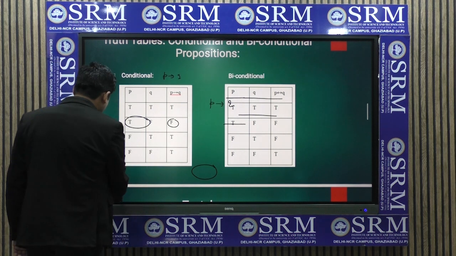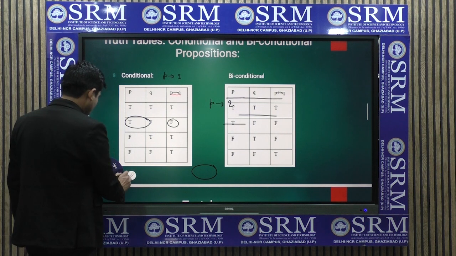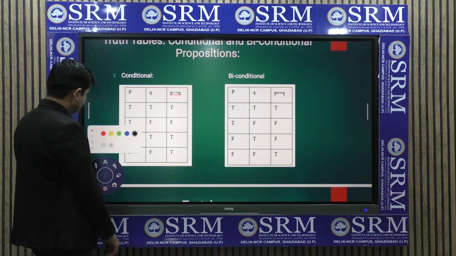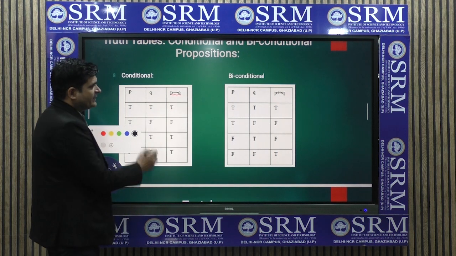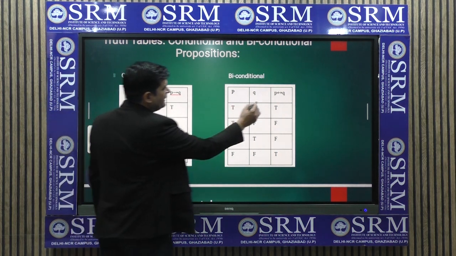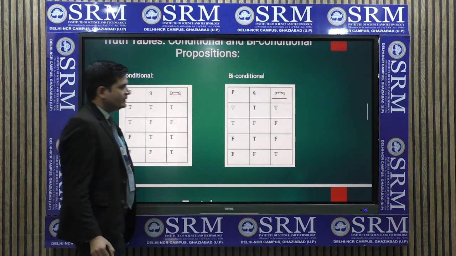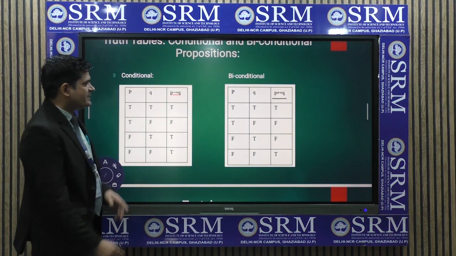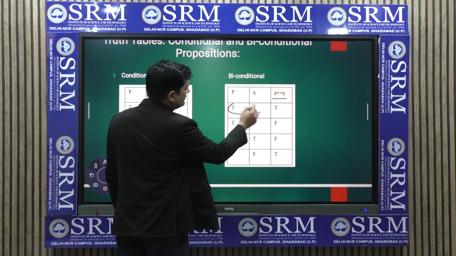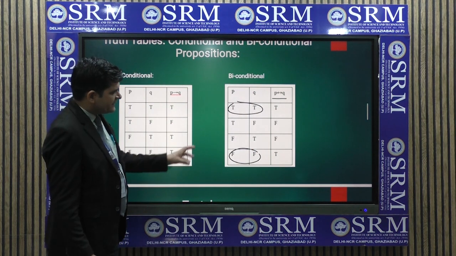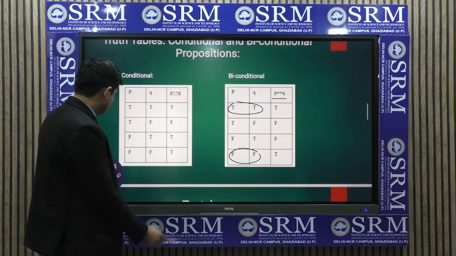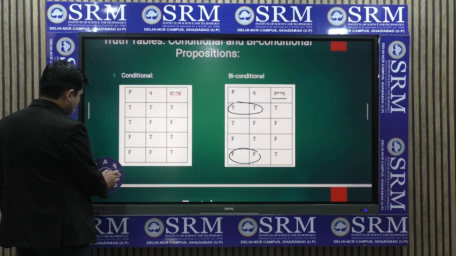So here are the truth tables of the conditional and biconditional. The conditional proposition is denoted by P conditional Q, and it is false only when P is true and Q is false, otherwise it is true. Similarly, the biconditional: if P and Q are two statements, then the biconditional is denoted by P biconditional Q, and this is true only in two cases: whenever both the statements are true and whenever both the statements are false. Otherwise it is false. Okay, students?